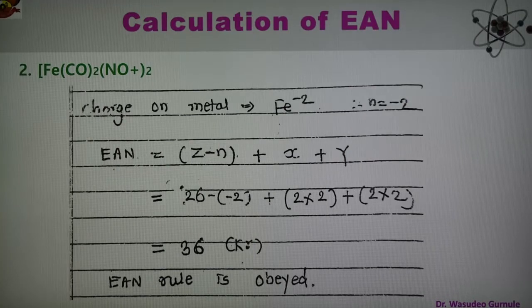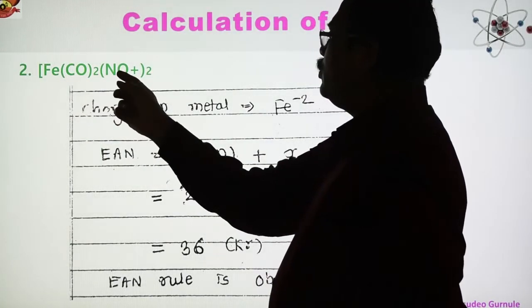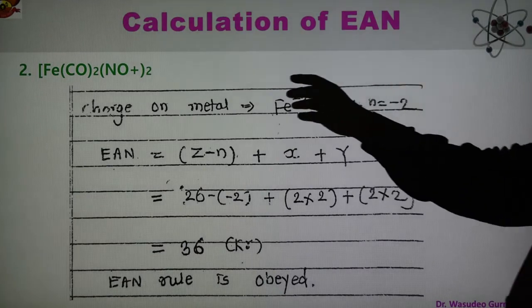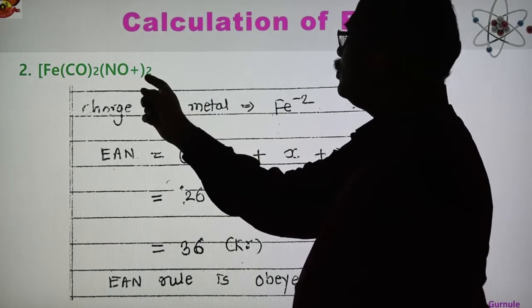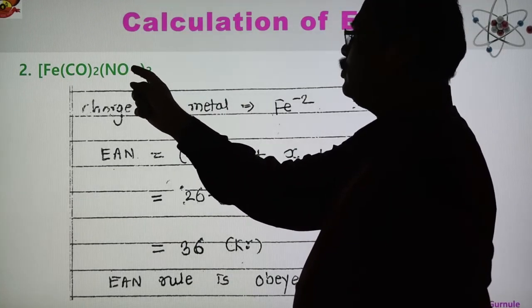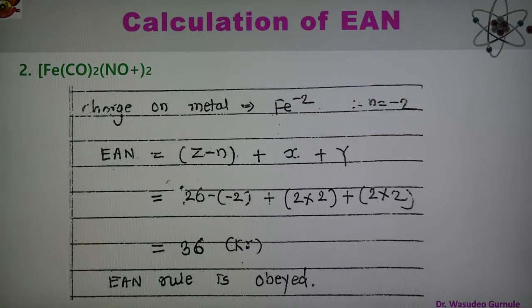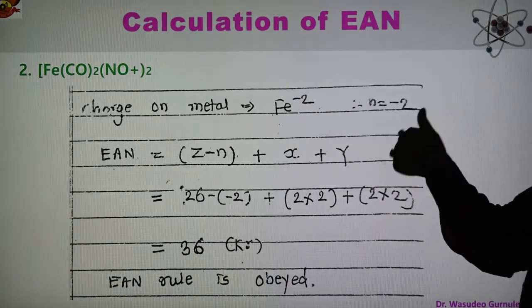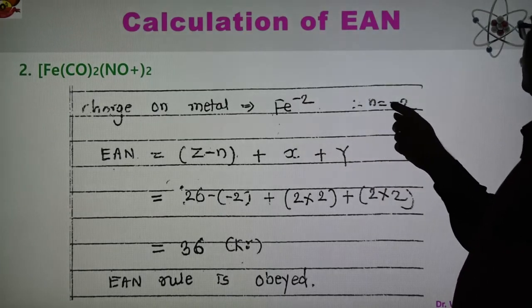The second example is given here: Fe(CO)2(NO plus)2. Here there are 2 NO and 2 other ligands. Again the charge on the complex is 0. There are 2 NO plus, so 2 plus, so Fe should have minus 2, since plus and minus charges are equal in the complex. So the charge present on the metal Fe is minus 2, because 2 NO plus are there. So N equals minus 2.